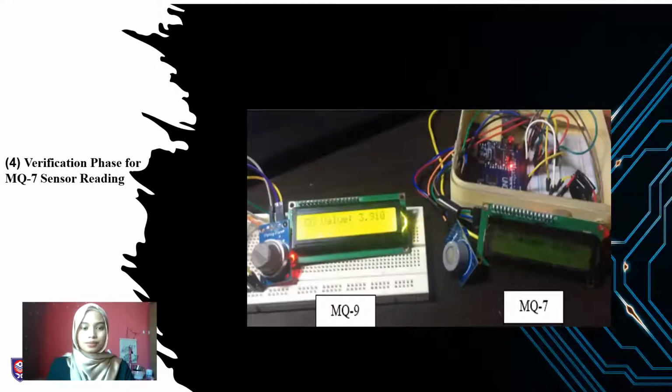Next, I do a verification phase for the MQ7 sensor reading because I want to validate whether the sensor I use gives the correct reading or not. So I'm using another sensor and putting it to test both of them to ensure both of the sensors give the same reading.